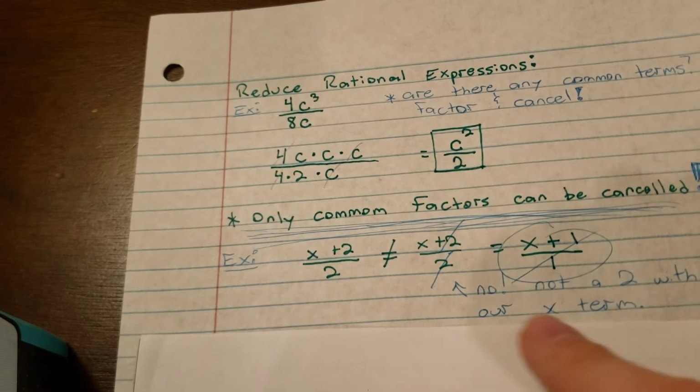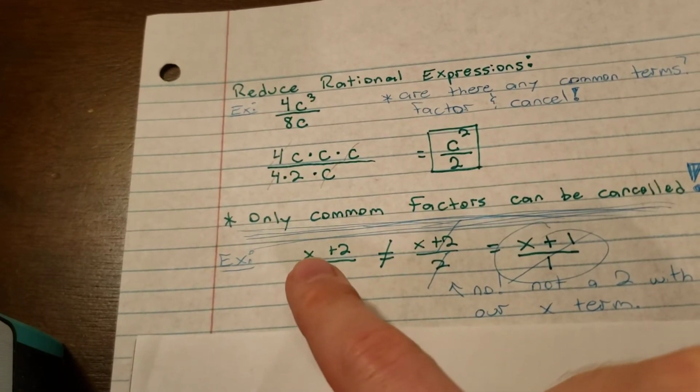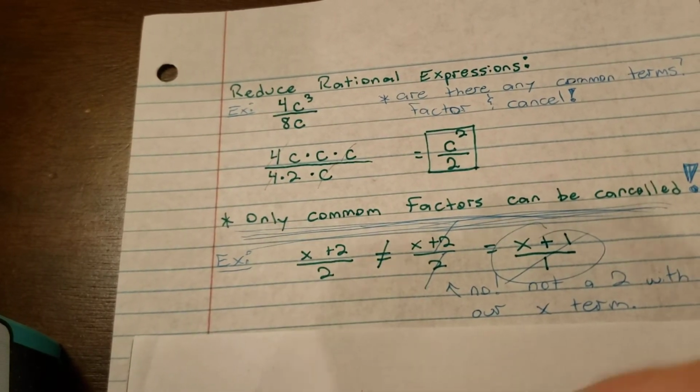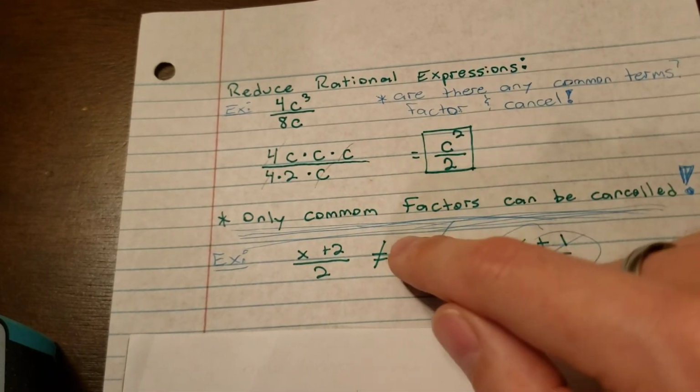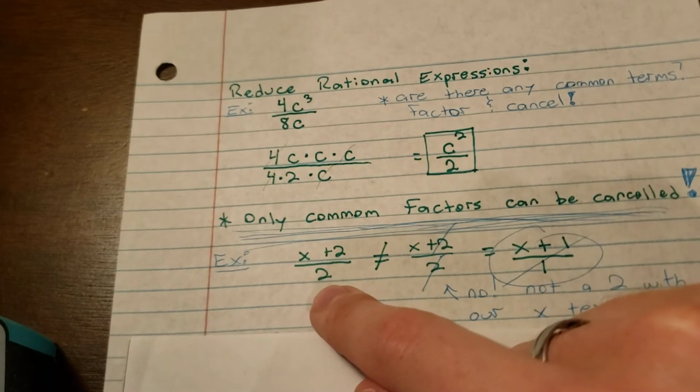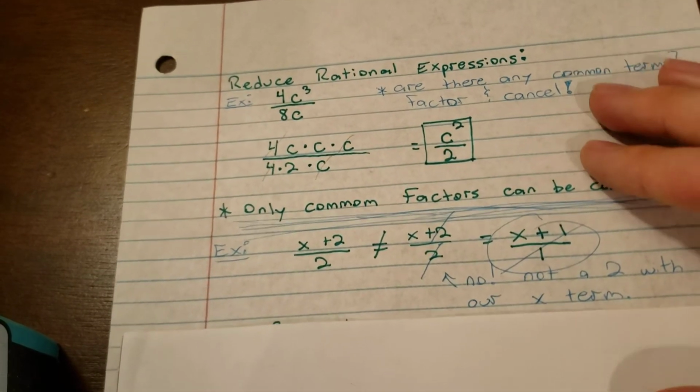There's not a 2 with our x term, right? Our x term is 1x technically. You can't divide 1x divided by 2. Then we'd have x over 2, which is what we have in the first place. So just leave it like that.